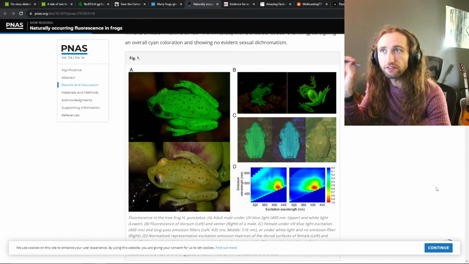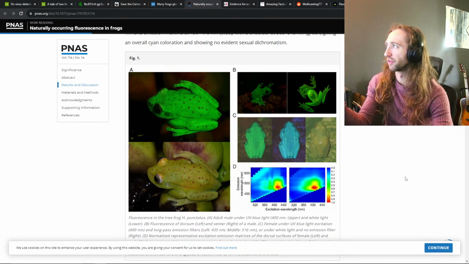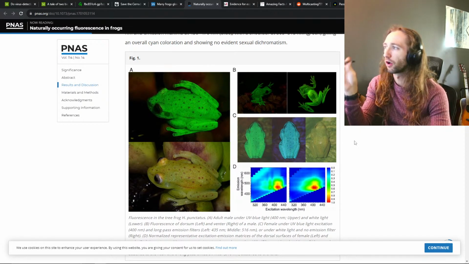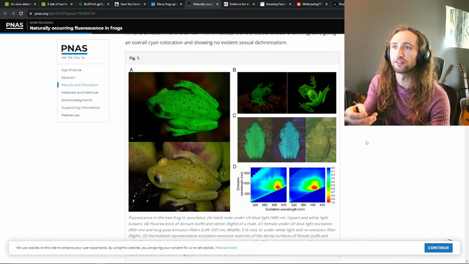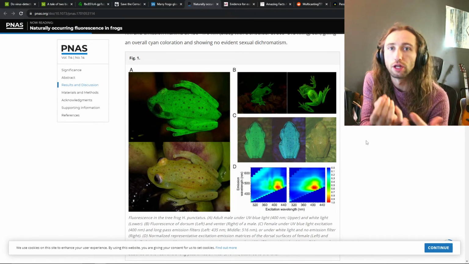So, this is the old paper. This is the 2017 paper that said, hey, we found fluorescence in this frog. What did we do? We looked through them. We tried to figure out why they're fluorescent. And what they found was several chemical compounds.